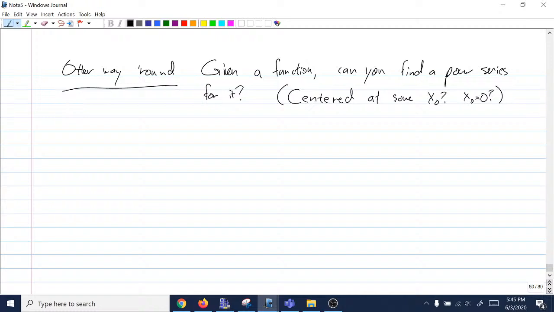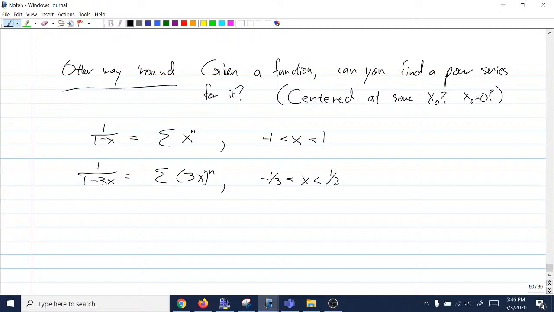Let's start with the basic ones we know. 1 over 1 minus x. We know that that is the sum of x to the n. Can we work out some more functions from that? Well, I can add some variations on it. If you hand me 1 over 1 minus 3x, that's going to be the sum of 3x to the n. This is true for 3x between -1 and 1, so that'll be from x between -1/3 and 1/3. I get that type of thing for free.